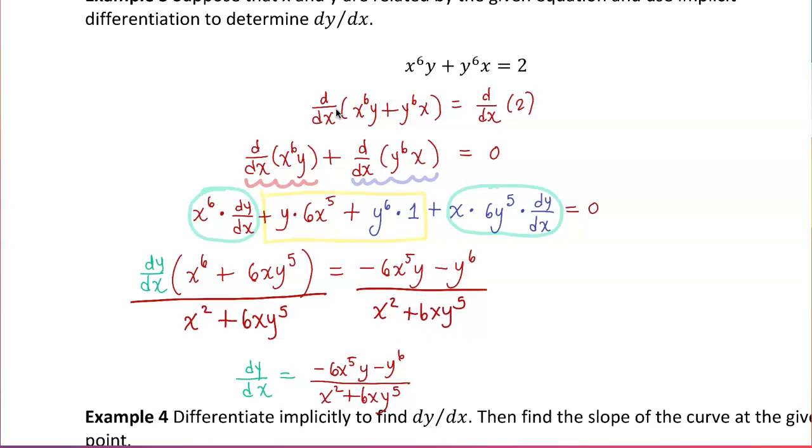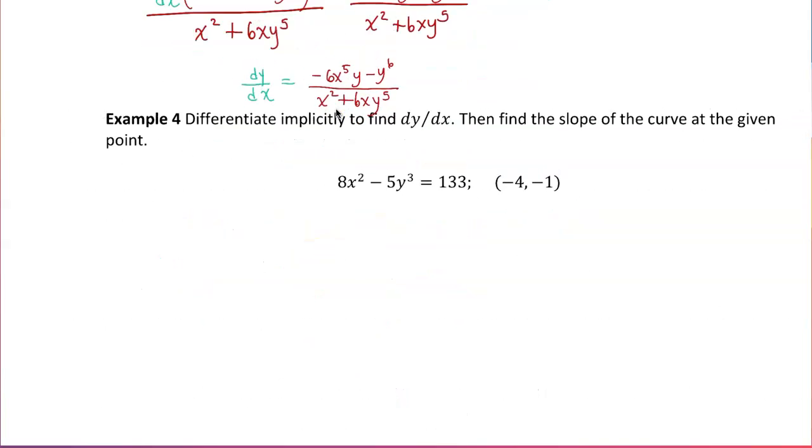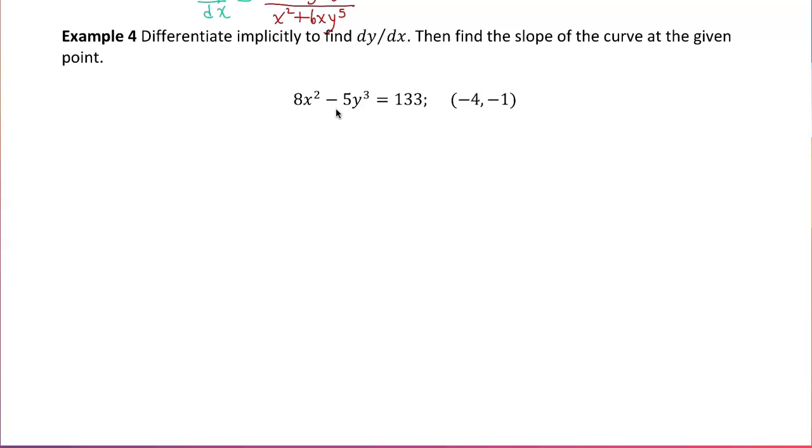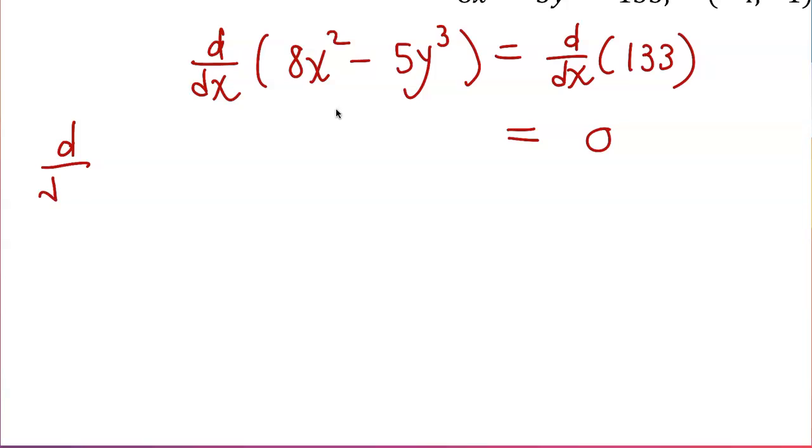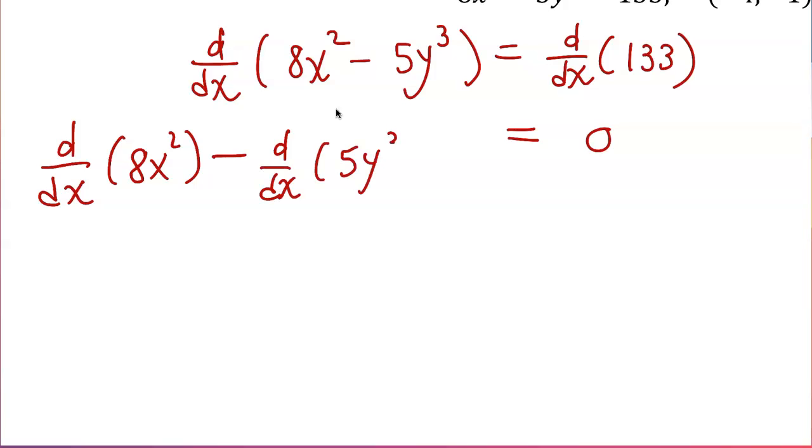All right, let's try one more on this very same page. This time we're not only going to find the derivative, we will use the given point, x of -4 and y of -1, to find the slope of the curve. So let's do implicit differentiation. I'll take the derivative of both sides. The right side of the equal sign is automatically 0 because the derivative of a constant is just 0. Let's separate these two terms. Take the derivative of 8x squared subtracted by the derivative of 5y to the 3rd power.